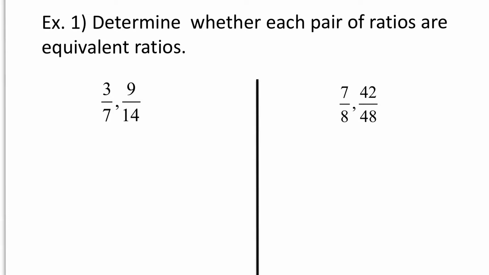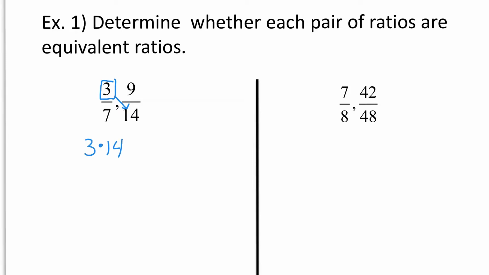Now before we actually solve, let's compare how to know if ratios are equivalent or not equivalent. I have two examples here, 3 over 7 and 9 over 14. I want to know if those two ratios are equivalent. If they're equivalent, that means that we can make a proportion. This is the way you check. You take the numerator of the first fraction and cross multiply by the denominator of the second fraction. So I'm going to multiply 3 times 14.